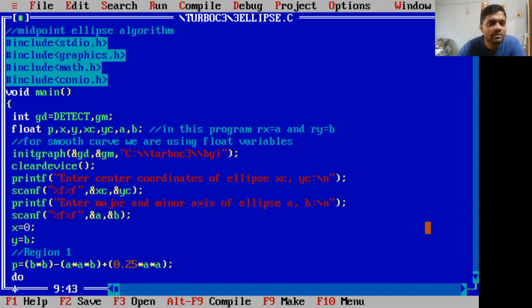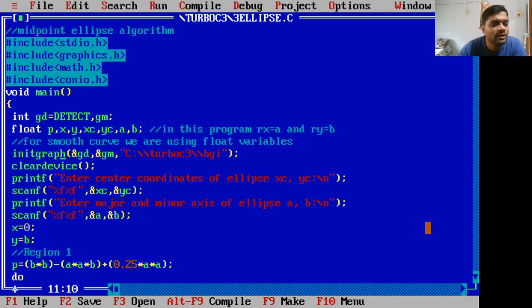So whatever rx and ry we saw in the algorithm, I am replacing them by a and b. A and b are more closely related to the ellipse, since we tend to call the major axis a and the minor axis b. That is why I have used familiar terms. xc, yc are going to represent the ellipse center.